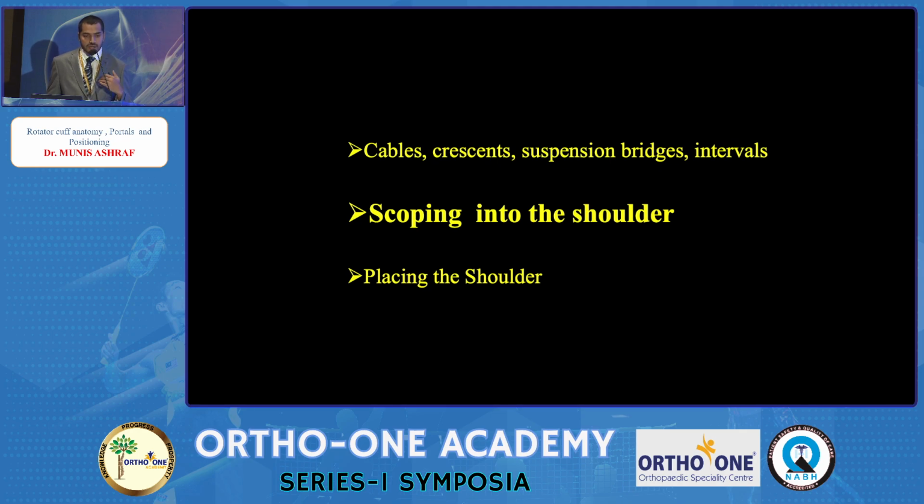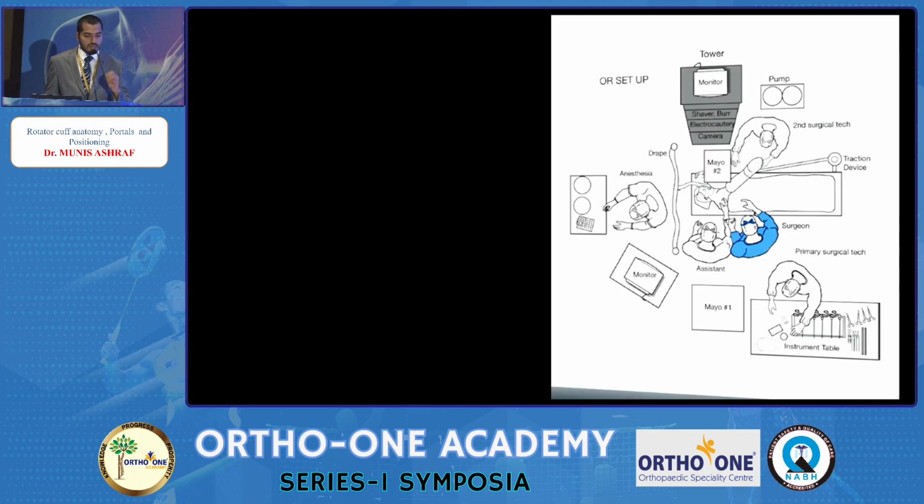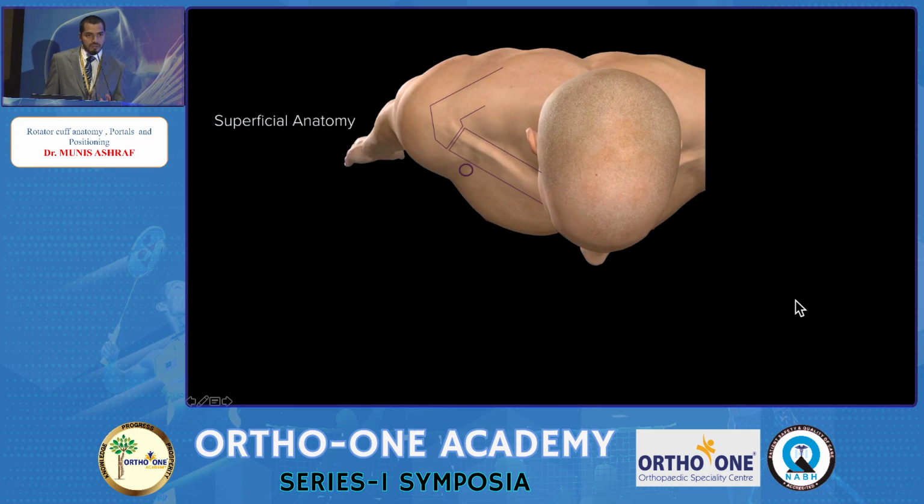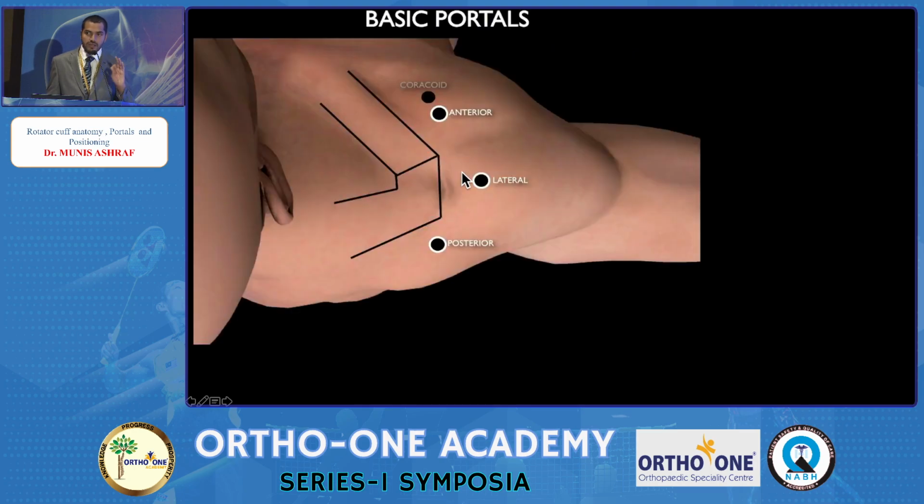So next, we are scoping into the shoulder regarding the portals, demonstrated by Suji sir again. This is the usual positioning: surgeon and assistant on the side, monitor on the opposite, the scrub nurse and the table behind the surgeon. Superficial anatomy is marked: the clavicle, the distal end of clavicle, acromion and coracoid, bony landmarks marked. We have 3 basic portals and 4 accessory portals.